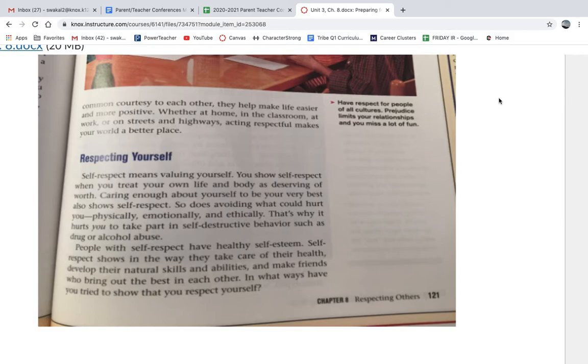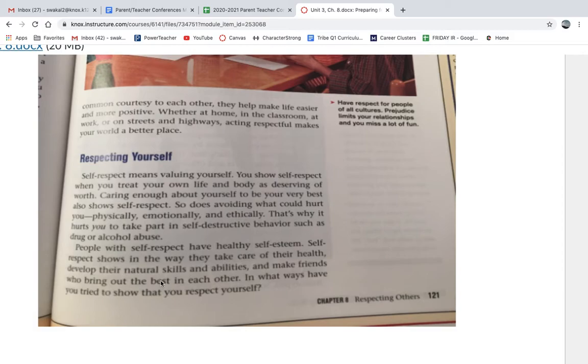Okay, so that's what I want you to write in your notes. Respecting yourself. And I want you to write, number 1, take care of your health. Number 2, develop your natural skills and abilities. And number 3, make friends who bring out the best in each other. And if you need to pause the video to write that down, now would be the time.